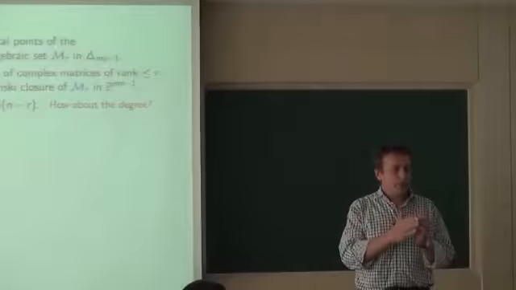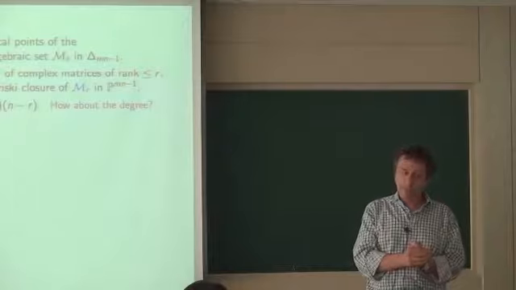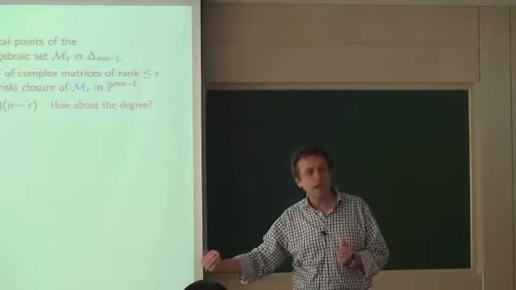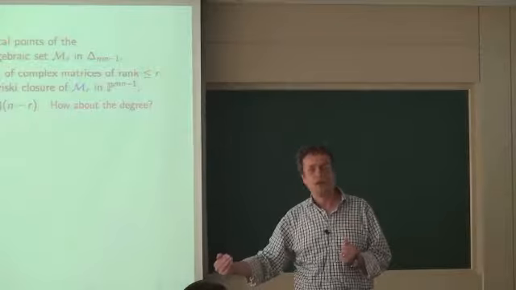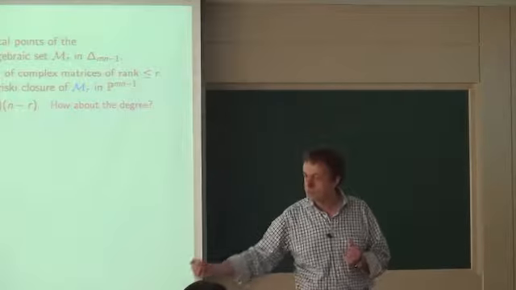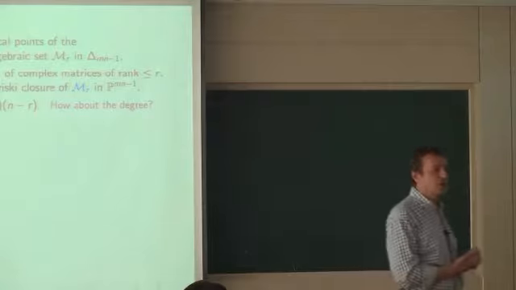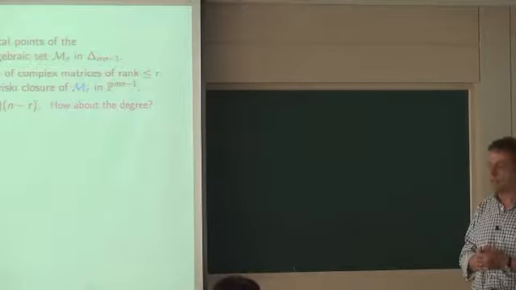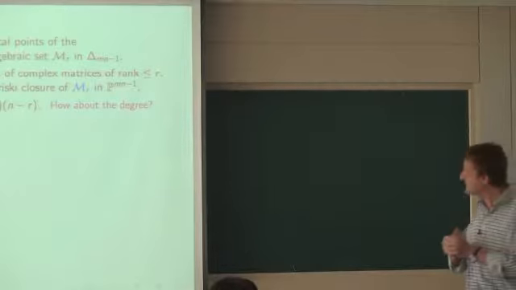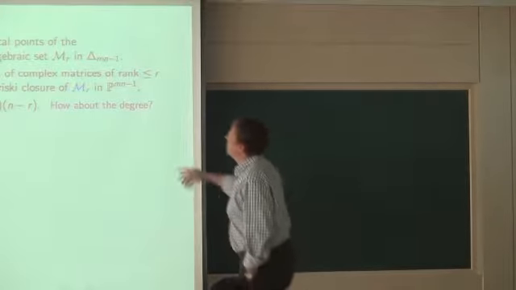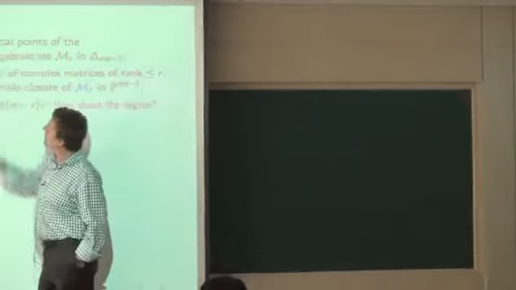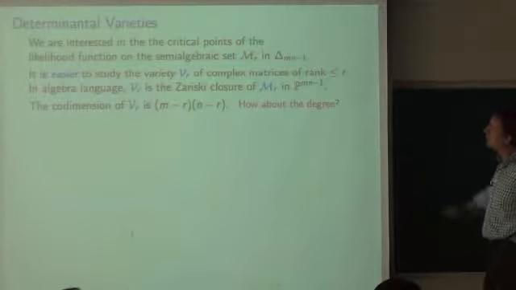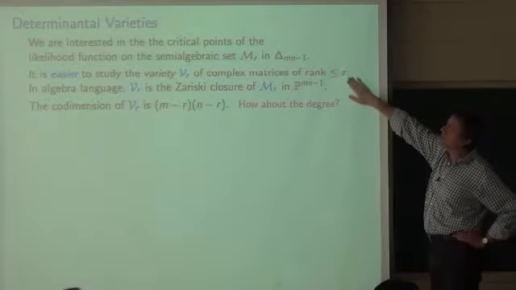The reason we're passing from the simplex, from probabilities, to complex projective space is to make the problem easier. Of course, after we've gotten some information in the complex projective situation, we might want to go back, and I will do that at the very end. But we're making the problem easier by passing to the Zariski closure. So V_R, the Zariski closure in projective space, consists of the complex matrices of rank at most R.